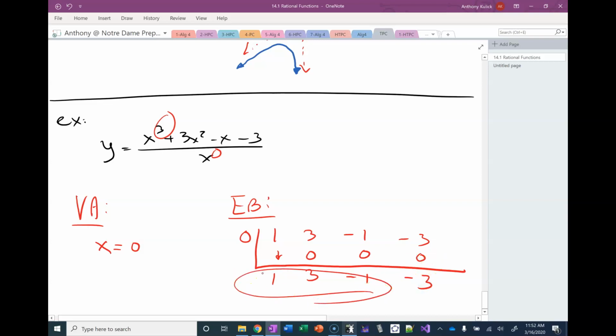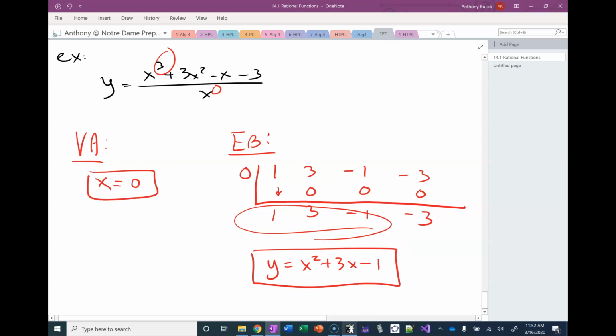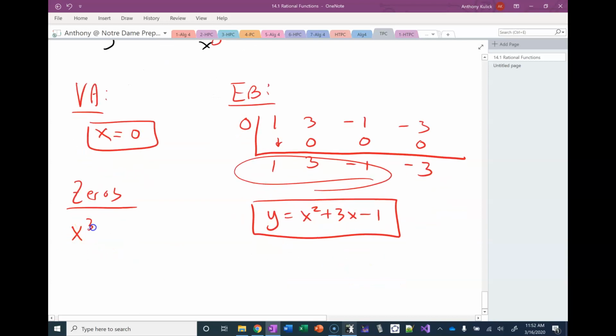So this part gives me my equation. Ooh, that's kind of strange that I get a quadratic there rather than a linear, but okay, we can deal with that. Next, I'm going to get the zeros by setting the numerator equal to 0 and solving.